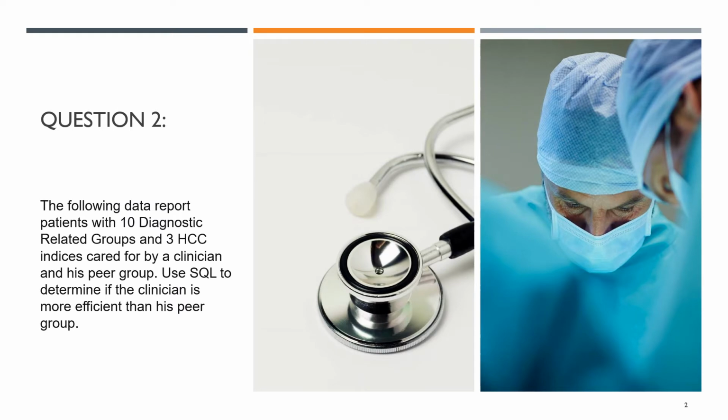Data balancing allows analysts to evaluate the performance of clinicians against their peer groups as if they treated the same patients. We are using stratified covariate balancing to benchmark clinicians because it will not require a statistical estimation of weights used in data balancing. Question 2 reads: the following data report patients with 10 diagnostic-related groups and 3 HCC, or hierarchical condition category, indices cared for by a clinician and his peer group. Use SQL to determine if the clinician is more efficient than his peer group.